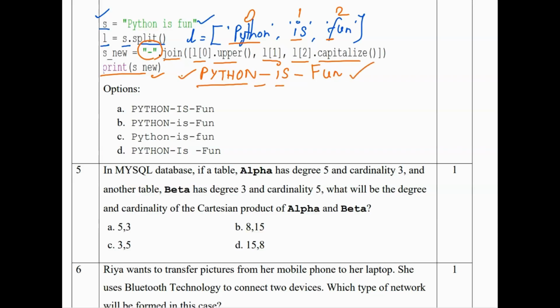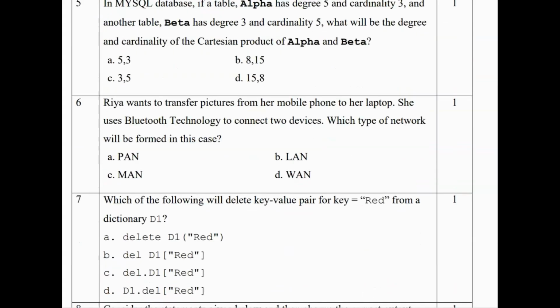Okay, so see which option is right. Python in capital, hyphen, is, hyphen, fun, which has F as capital. So your option B is the right answer. Let us move on to the next question.